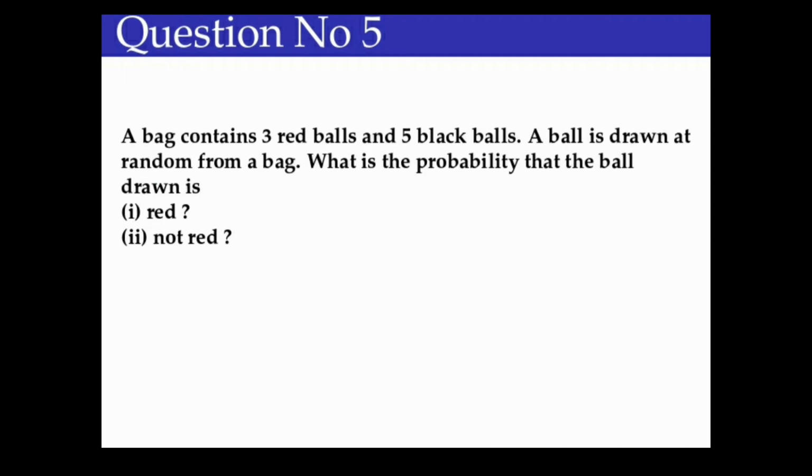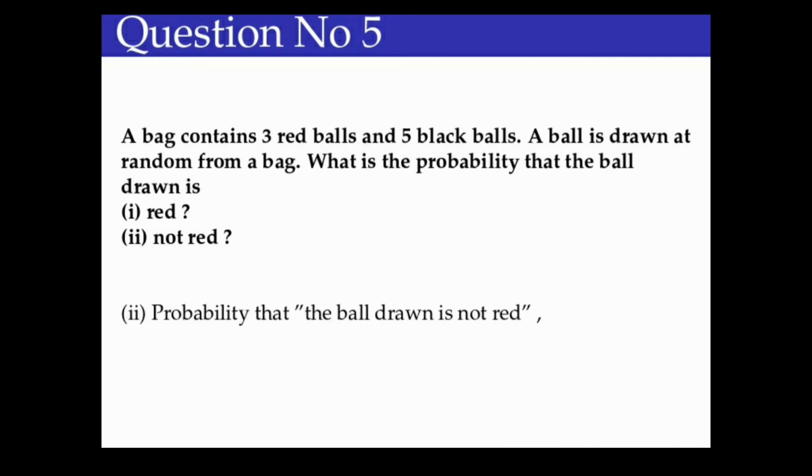Now for part 2 of this problem, they are asking what is the probability that the ball drawn is not red. Now just think about it: if the ball is not red, then it has to be a black ball, because in the bag only red and black balls are there, isn't it? So the event for this part of the problem is the ball drawn is not red, which is just equal to the event the ball drawn is black.